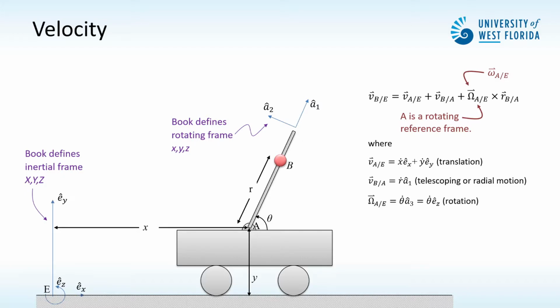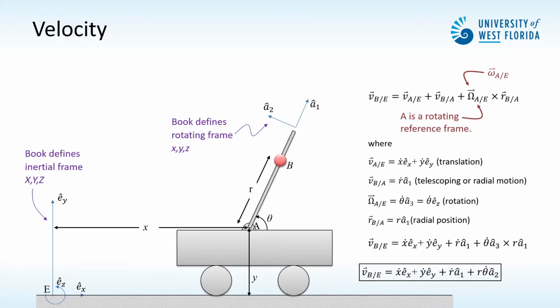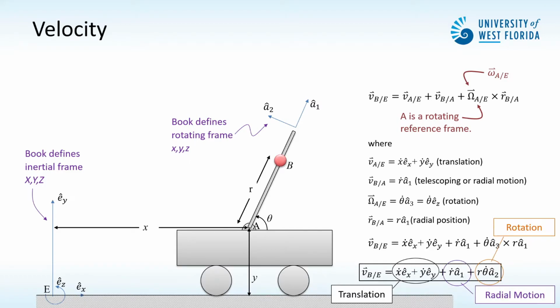So next, capital omega refers to the angular velocity of the rigid body and typically has a magnitude of theta dot. And the position of B with respect to A is the radial position of point B with respect to A. Let's do one more thing. Let's plug in the expressions into the velocity equation and take the cross product. Notice now that we have velocity terms related to each type of motion. We have translation, radial motion, and rotation.